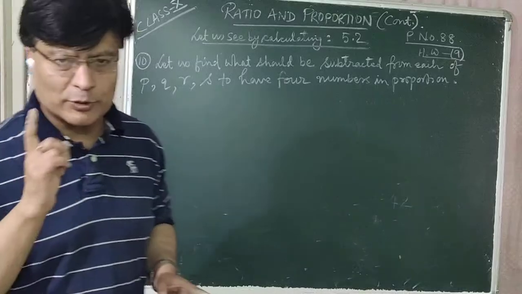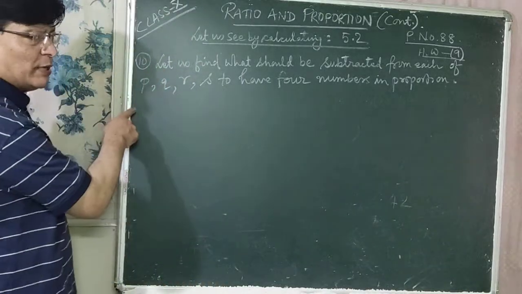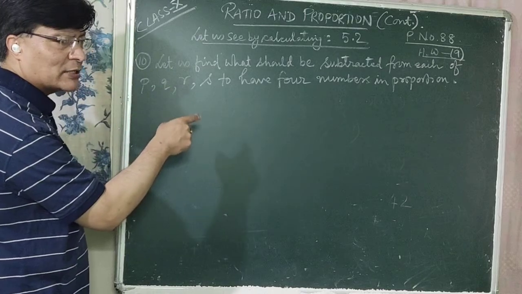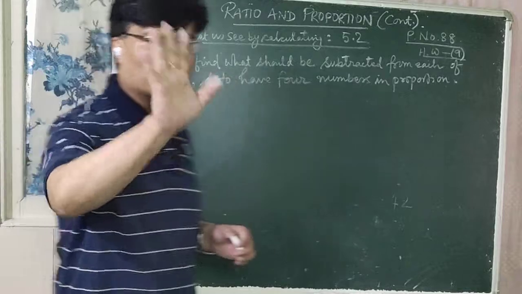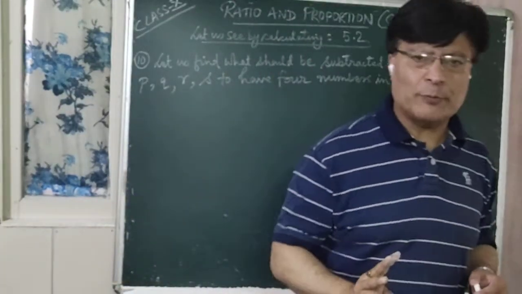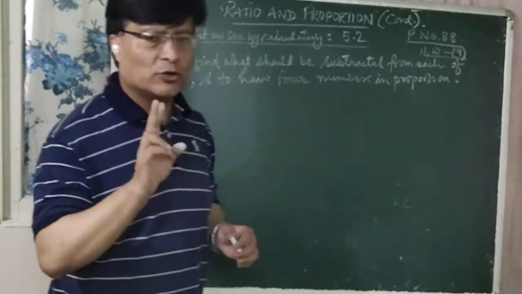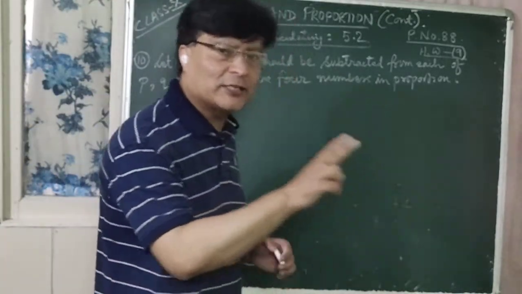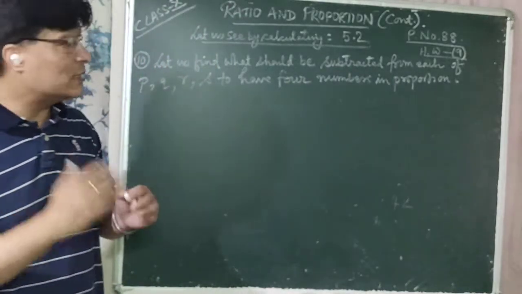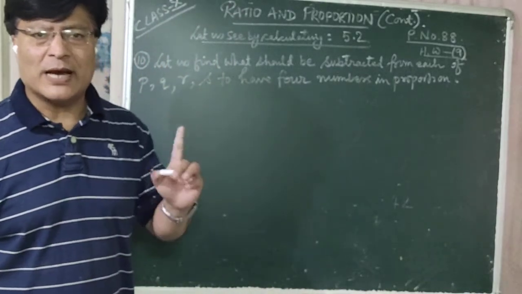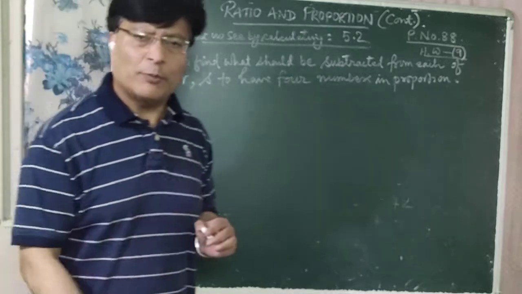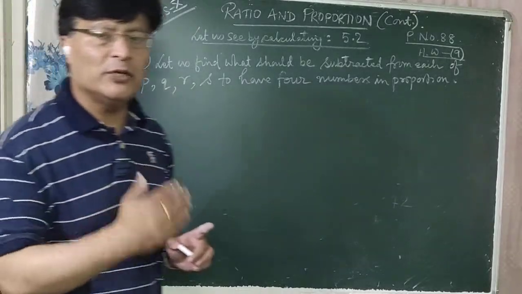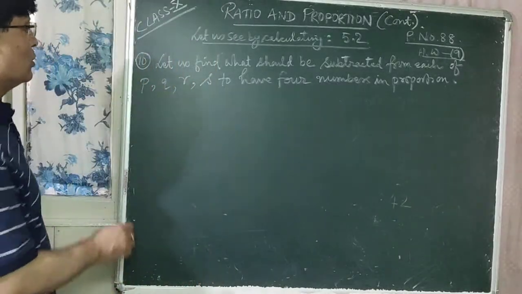Suppose let x be subtracted from each of P, Q, R, S to have four numbers in proportion. That means you can write P minus x, Q minus x, R minus x, S minus x are in proportion. If these four numbers are in proportion, we can write down that the ratio of the first two terms is equal to the ratio of the next two terms. That is the definition of four numbers being in proportion. That is the meaning of proportion, right? So in this case, you have to get the value for x and that will be your answer. Is that clear?